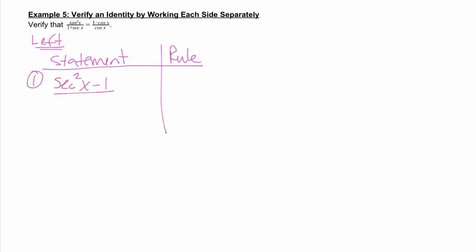So I have my statement, and then my rule. For the first thing on this left-hand side, if I look at the denominator, I have 1 plus secant x. If I look at the numerator, I have tan squared x. So I can change tangent squared in terms of a secant by using my Pythagorean identity. The Pythagorean identity, 1 plus tangent squared equals secant squared, I'm going to rearrange and make tangent squared secant squared x minus 1 over 1 plus secant x. And the rule that I used there was the Pythagorean identity.